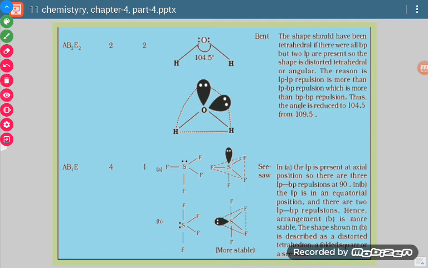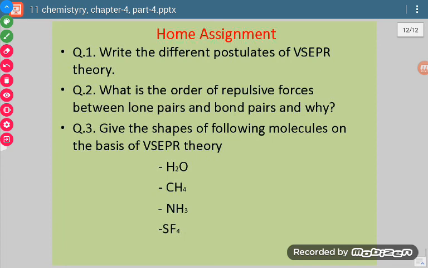Now we have discussed all the categories of molecules which can be formed on the basis of VSEPR theory. So you have to learn this properly. This is a very important theory, as this whole thing is applicable when we discuss hybridization. So you have to learn it very properly. On the basis of this, you solve these home assignments. Thank you.